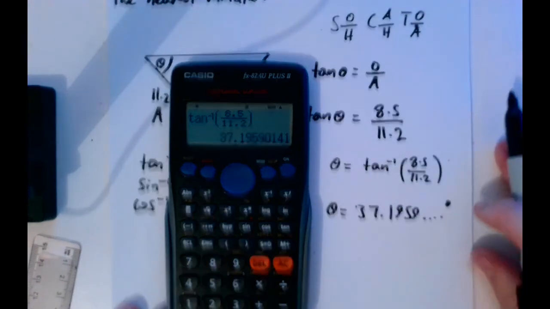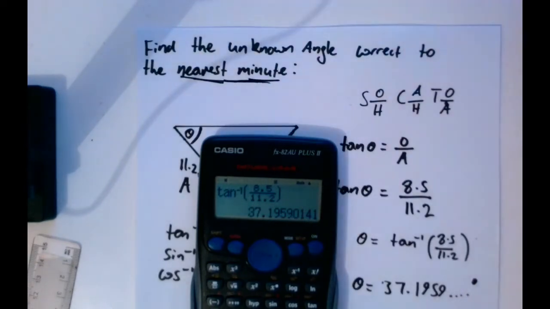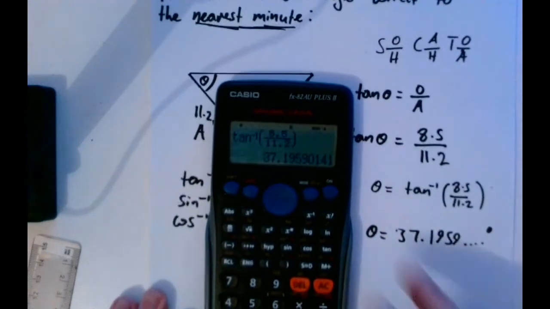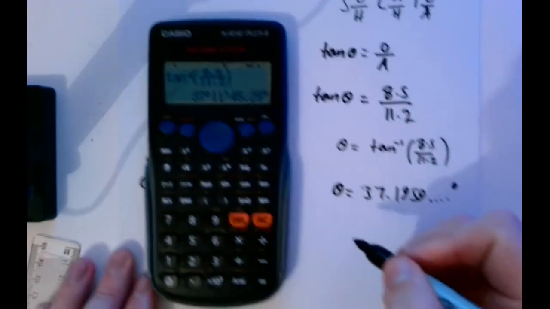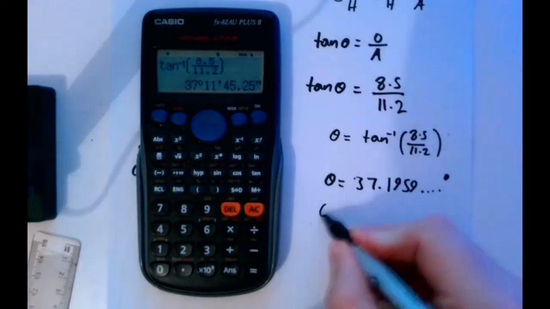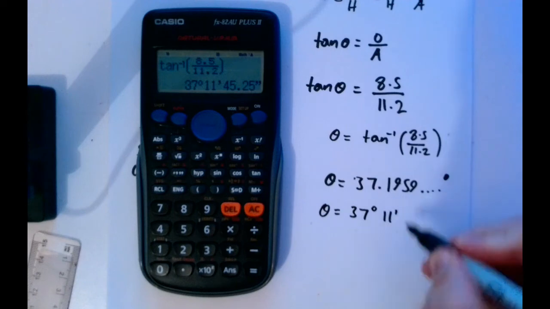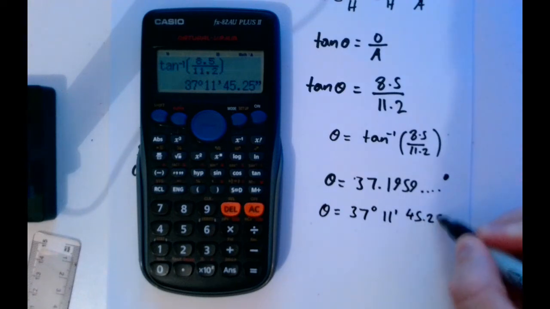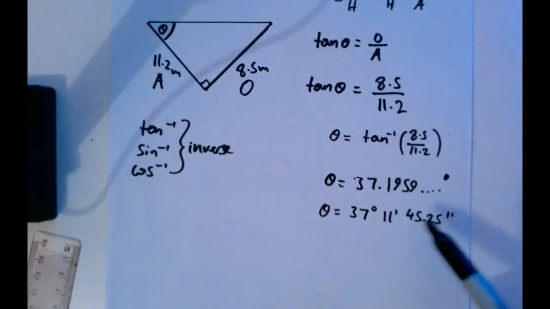However, if I just bring this back down again, our original question said to the nearest minute. So what we need to be careful of here is that we need to convert this into degrees, minutes and seconds, which can be done just by pressing this button. So, let's bring this back up so you can see. Theta is equal to 37 degrees, 11 minutes, and 45.25 seconds.